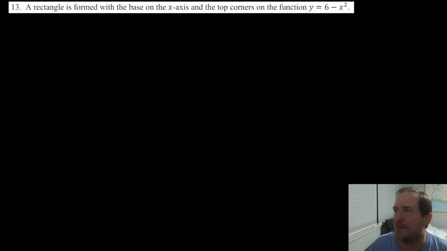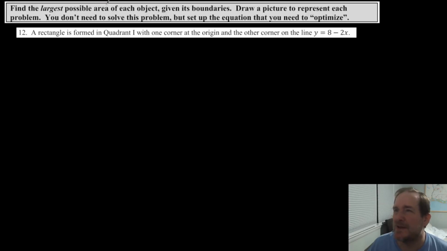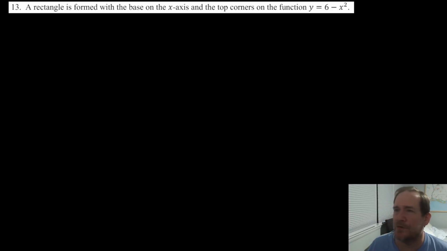Rectangles formed with the base on the x-axis. The top corner is on the function of. What are we doing? Find the largest possible area of each object. I don't know. I'll show you guys these, I guess. If you want to ask me about them, you can. But these weren't on your homework, so I'm not going to do them. Well, there's only 2 anyway.